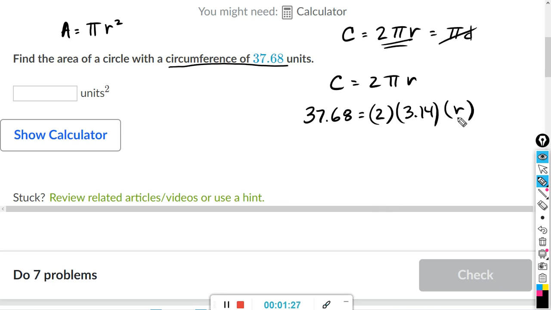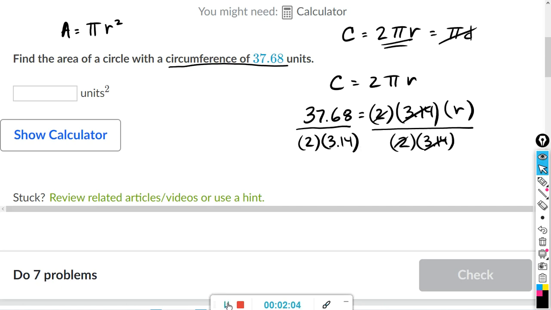In order to solve for r, we need to divide both sides by 2 times 3.14. Do the same thing to both sides. On the right-hand side, 2 divided by 2 cancels, and 3.14 over 3.14 cancels, and we're left with this for the radius.